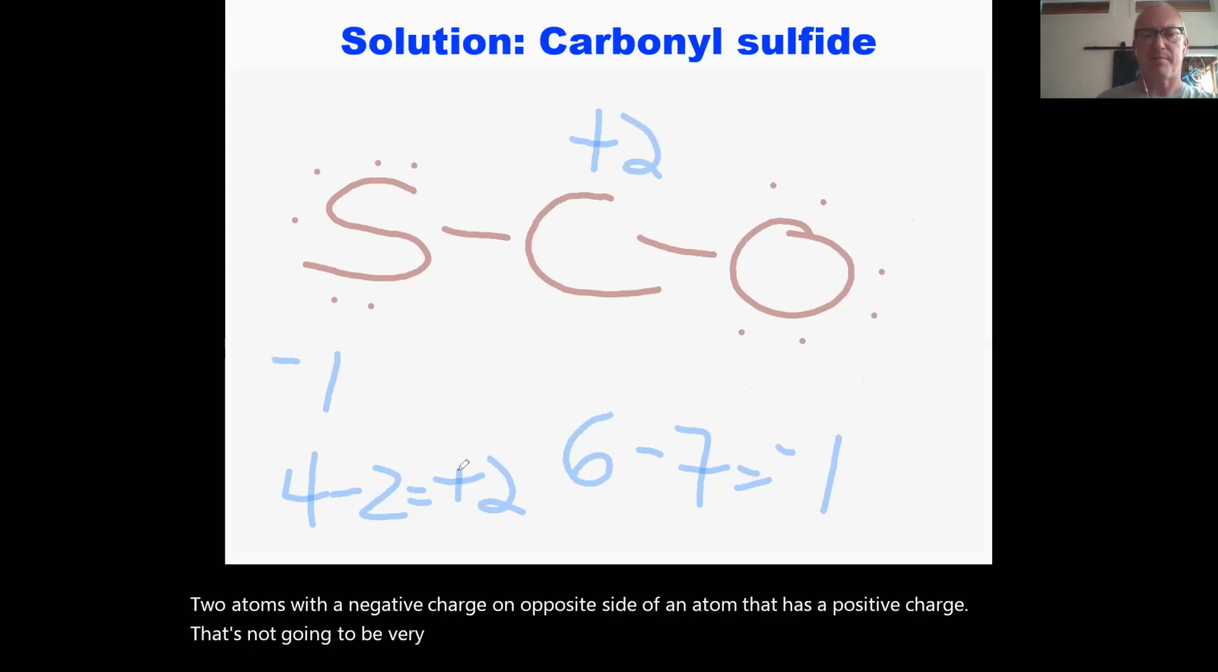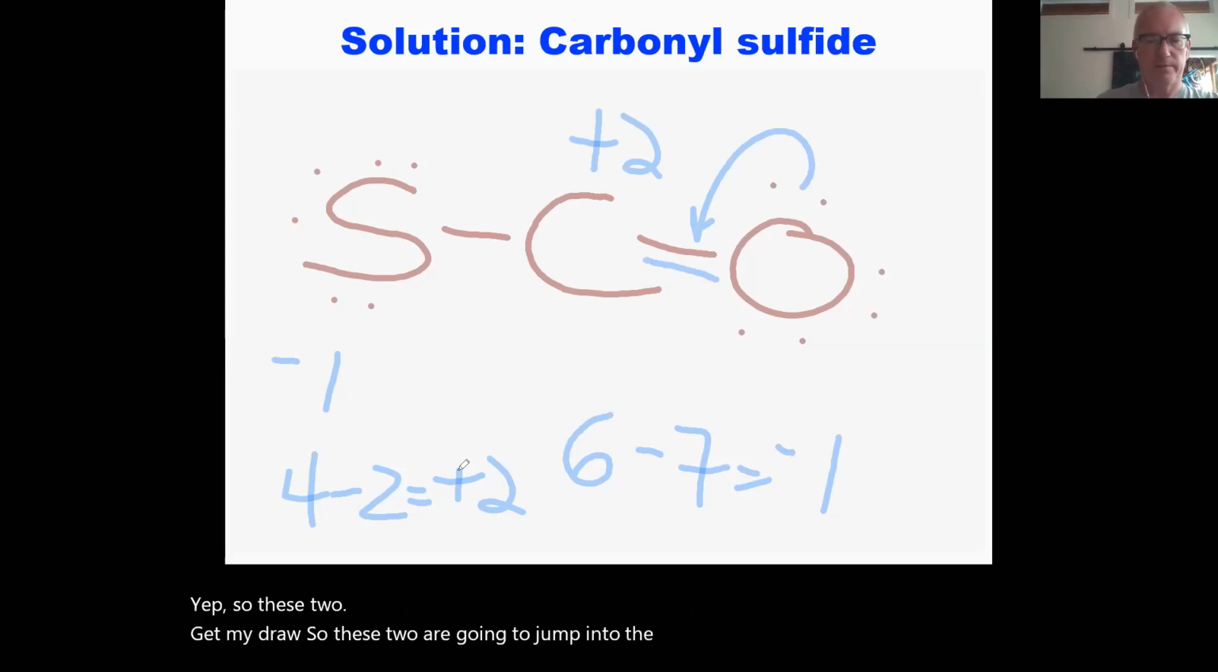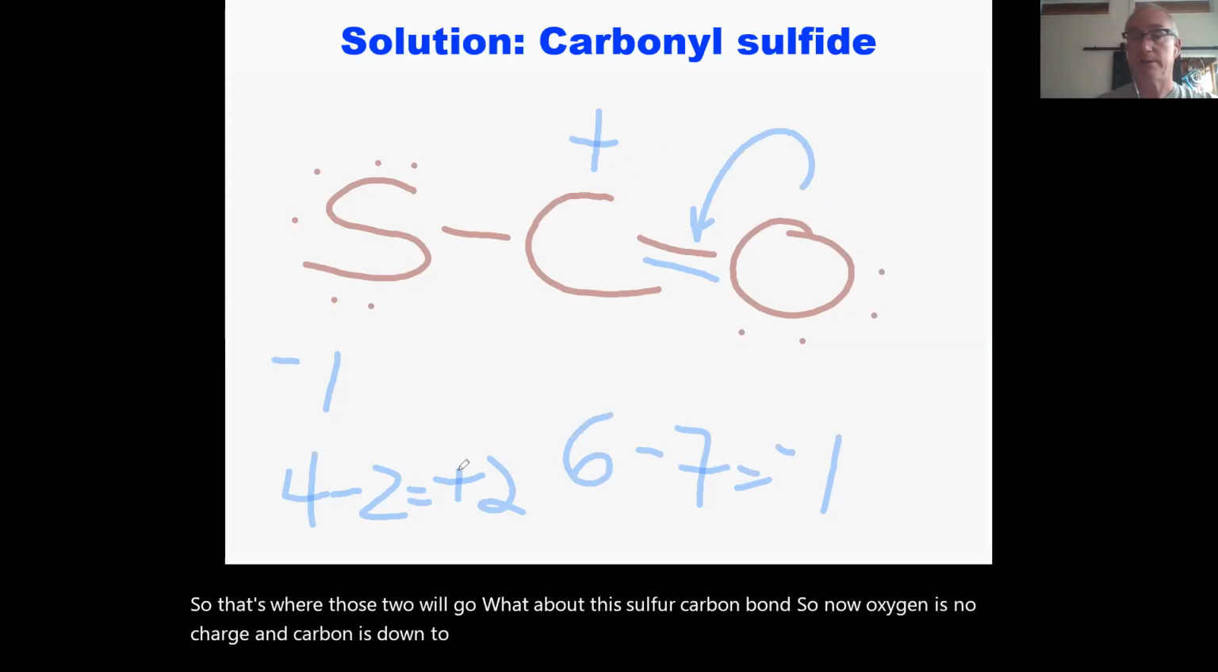So what's going to happen to our electrons on the outside? It's going to form a double bond on the carbon and the oxygen. Yep, so let's draw. These two are going to jump into the middle and form another bond. So that's where those two will go. What about the sulfur-carbon bond? So now oxygen has no charge and carbon is down to +1, but it's still charged.